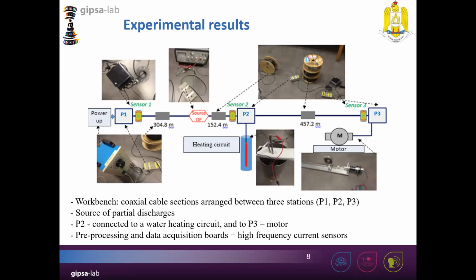The electrical network created, observed in the figure, consists of several sections of coaxial cable arranged between three post stations, P1, P2, and P3. It is powered by an autotransformer, and in order to be as close as possible to a real network, a source of partial discharge has been introduced. Also, at post 2, a water heating circuit was connected, and at post 3, a motor, in order to detect their impact. By implementing a simple monitoring system with the help of high-frequency current sensors and a data pre-processing and acquisition board, it's possible to achieve both an online monitoring of the network and data collection in the form of electrical signals that, after some processing, will provide us the information we need in order to control the network.